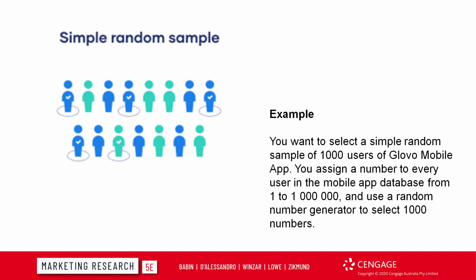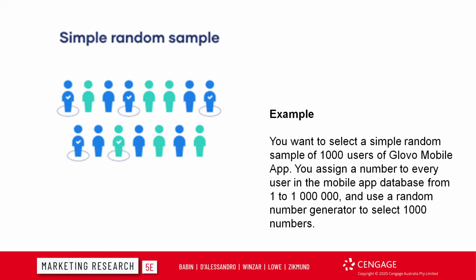Simple random sample is used when every member of the population has an equal chance of being selected. Your sampling frame should include the whole population. To conduct this type of sampling, you can use tools like random number generators or other techniques that are based entirely on chance. For example, you want to select a simple random sample of 1,000 users of a global mobile app.